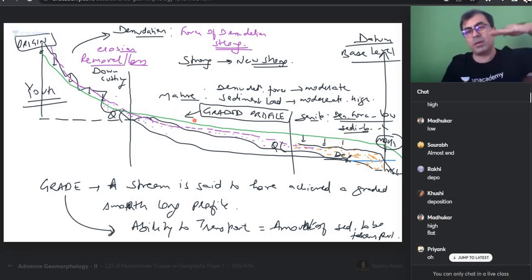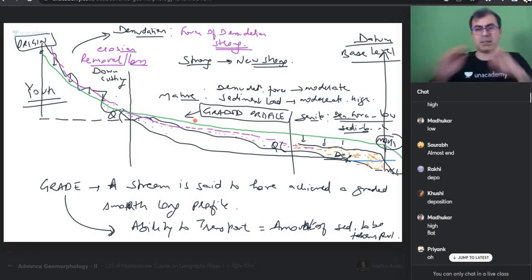A point comes where whatever extra comes, it carries it away, but the river stays like this now. The profile stays like this. It is just the right amount to transport. If anything new comes, it will carry it away. And now it has come to an equilibrium. It is an equilibrium state.